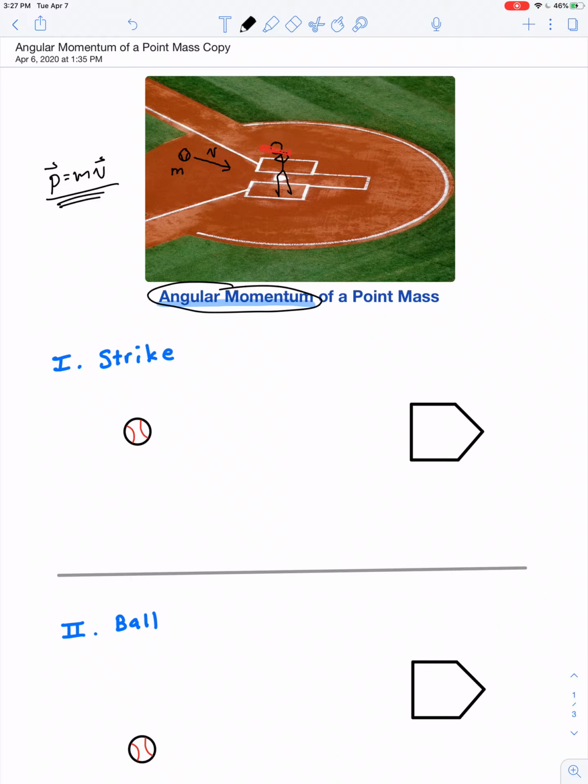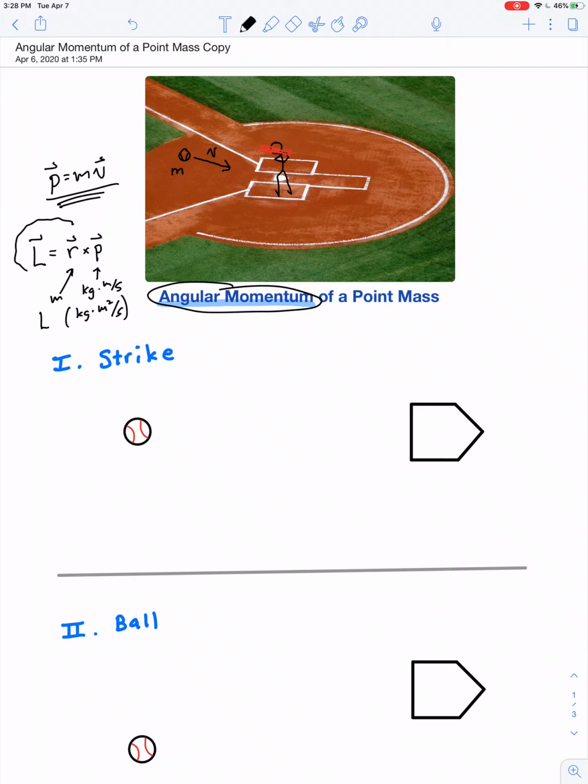Now, angular momentum for a point mass is defined as the cross product of a lever arm with linear momentum. So the units for angular momentum are, well, let's see. Regular momentum has units of kilogram meters per second, and then a lever arm has units of meters. So angular momentum has units of kilogram meter squared per second.